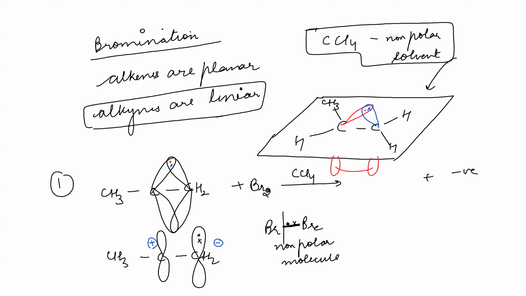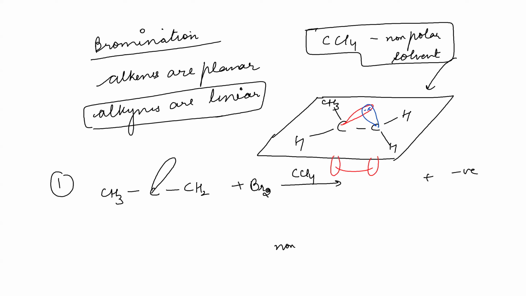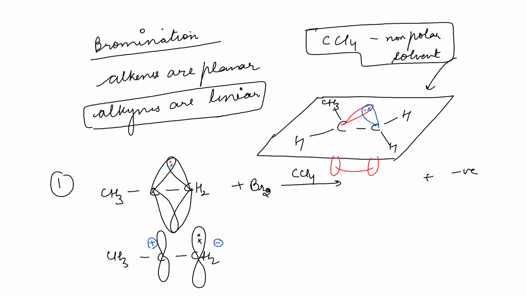I hope you're understanding that we have Br2 and that's a non-polar molecule. Are we understanding my point or not? So what do you think we'll have? So we'll have Br2, and that is in CCl4. So now what is happening?